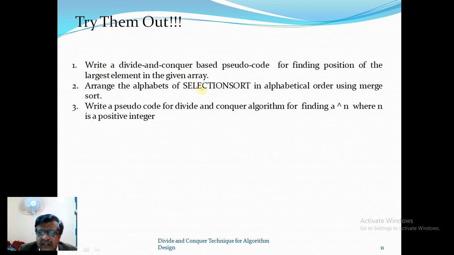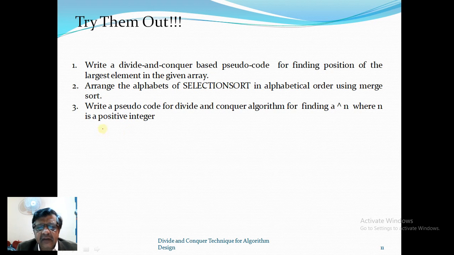Next, another question: arrange the alphabets of selection sort in alphabetical order using merge sort. You have to divide this. You can use the cardinal number of each and every alphabet, make it an array consisting of integer numbers, and do it the way in which we explained merge sort to start with.